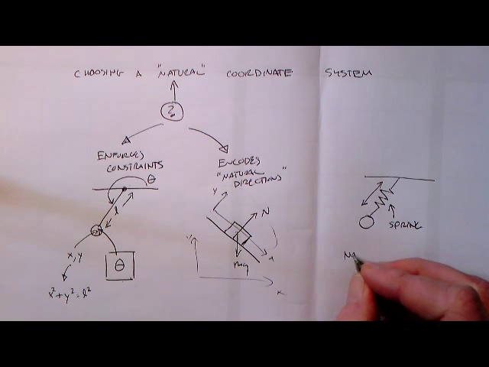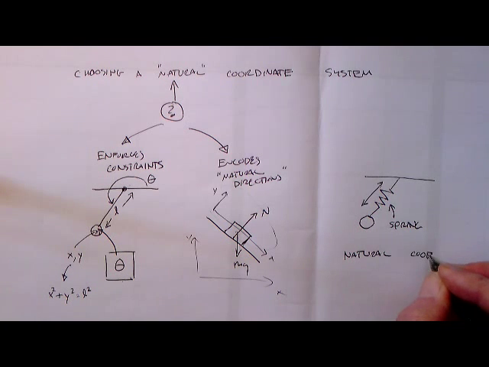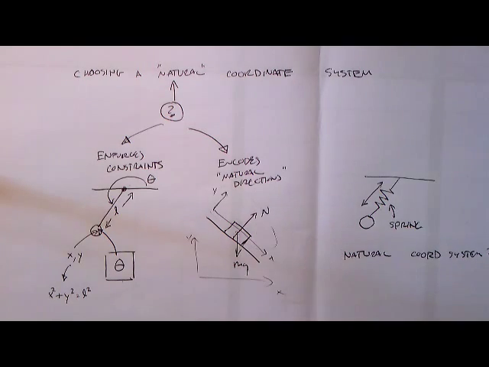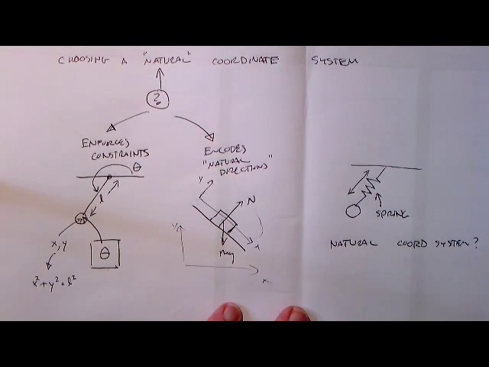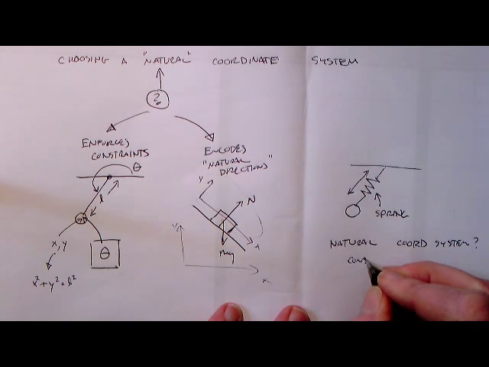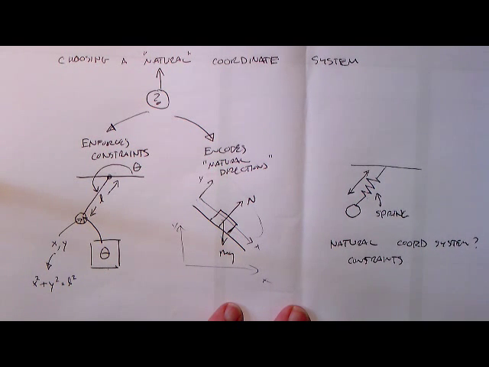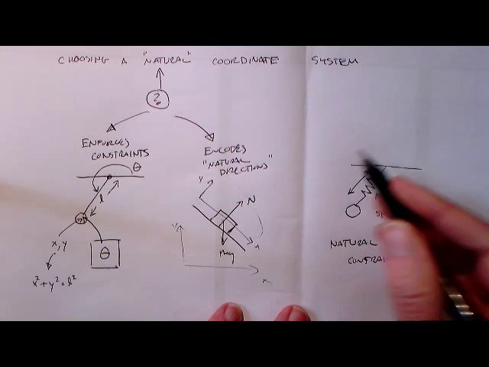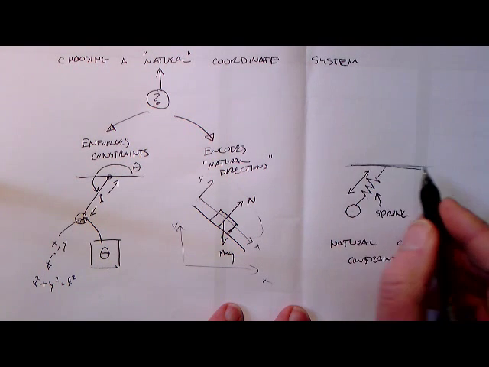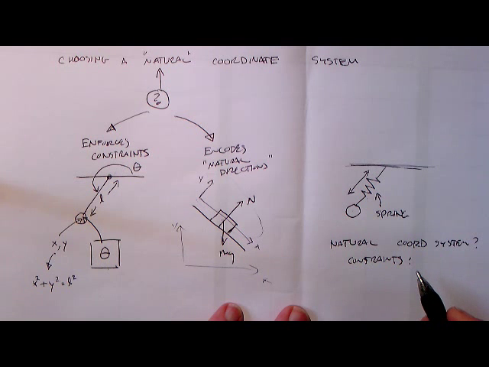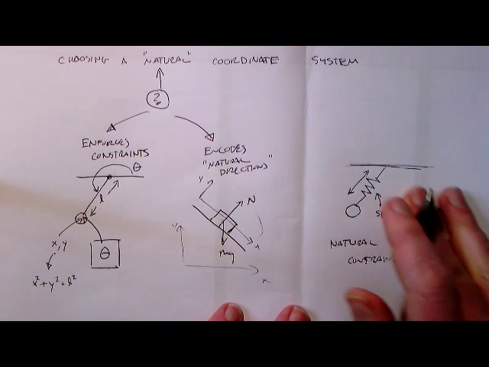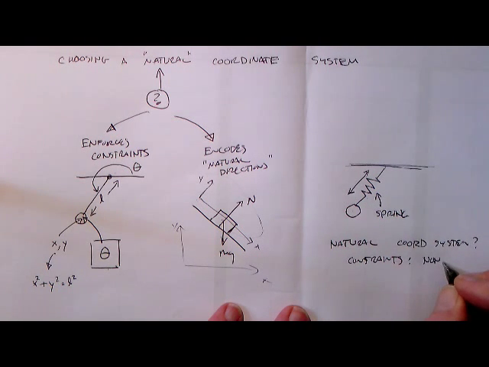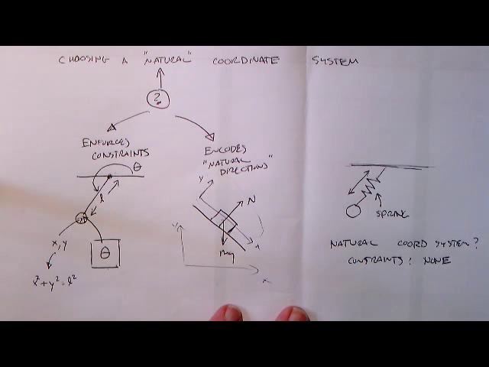So what's the natural coordinate system for this? Well, if we think about encoding constraints for this, there actually aren't any constraints other than our assumption that it's staying in the xy plane. But this bob can, in principle, go anywhere in space, and we might actually encode some constraint that says the bob can't go above this level, but there really aren't any constraints. The bob can be anywhere in this plane. Okay, so that doesn't help us very much as far as choosing a natural coordinate system.